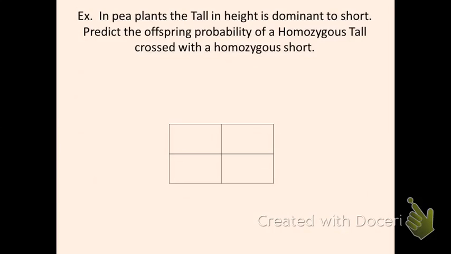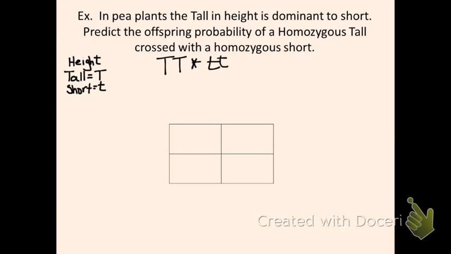So in pea plants, we're looking at height, and tall is going to be dominant over short, and we're going to predict the offspring of a homozygous tall crossed with a homozygous short. So the first thing we need to do is to identify the character and assign allele letters. So we have height, tall is big T, short is little t. And then we're going to identify the genotypes of the parents, big T, big T crossed with little t, little t, because this is homozygous tall with homozygous short.